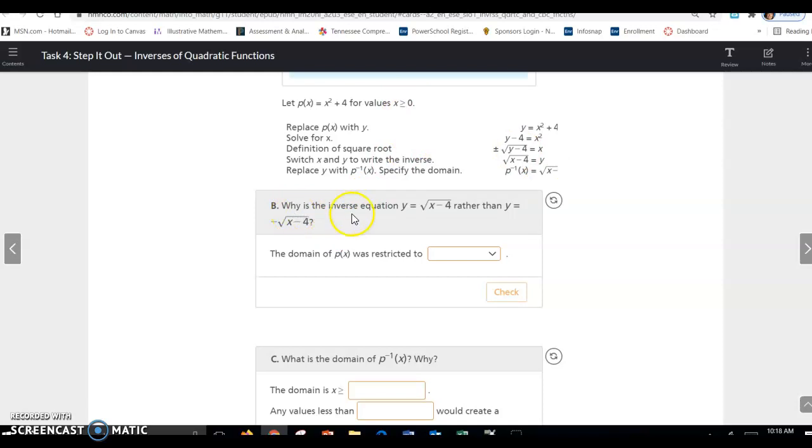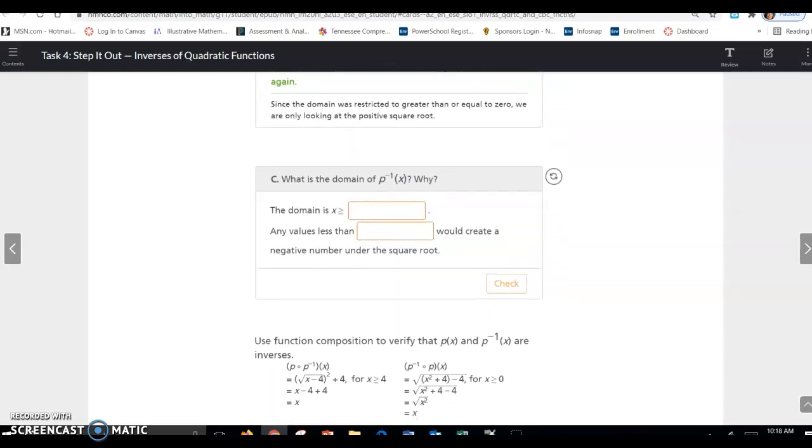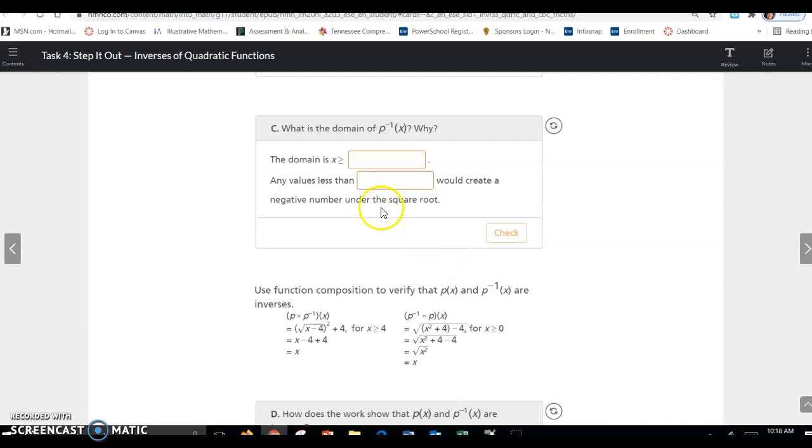All right, so it says, why is the inverse equation y equals the square root of x minus 4 rather than y equals negative square root of x minus 4? And it's because the domain was restricted to x greater than or equal to 0. All right, it says, what is the domain of p inverse of x and y?